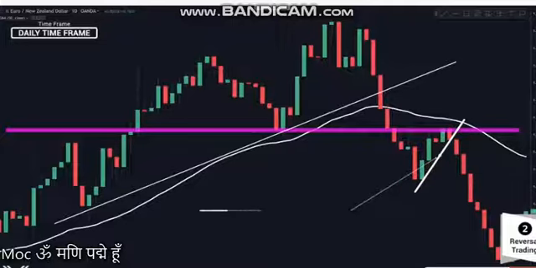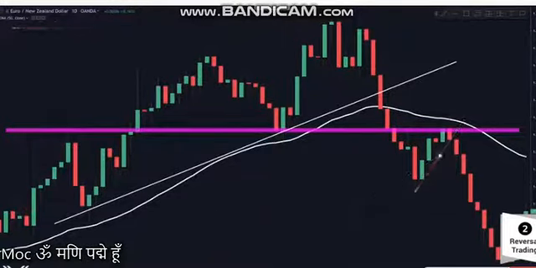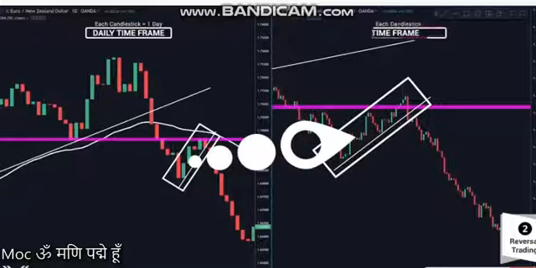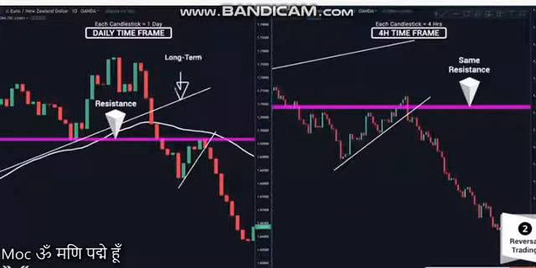So what we do is we put a tight trend line in and go down to the 4-hour time frame. So let's put the daily and 4-hour time frames side by side. So here on the left is your daily time frame, and here on the right is your 4-hour time frame. Here is the resistance level on the daily time frame, and here is the same resistance level on the 4-hour time frame. Here's the daily long-term trend line.